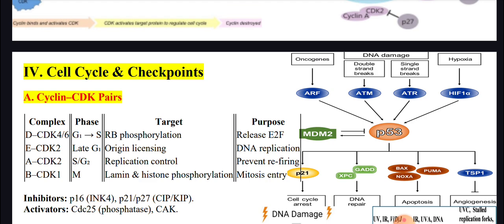That's a good way to think of it. CDKs are the engines, but they only run when bound to the correct cyclin partner. And the levels of different cyclins rise and fall dramatically during the cycle, ensuring the right CDK activity happens at the right time. Okay, let's walk through the key pairs. What gets the cell moving from G0 into S phase, committing to division?